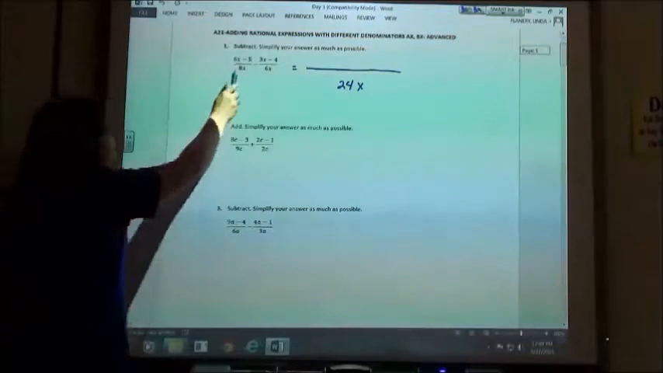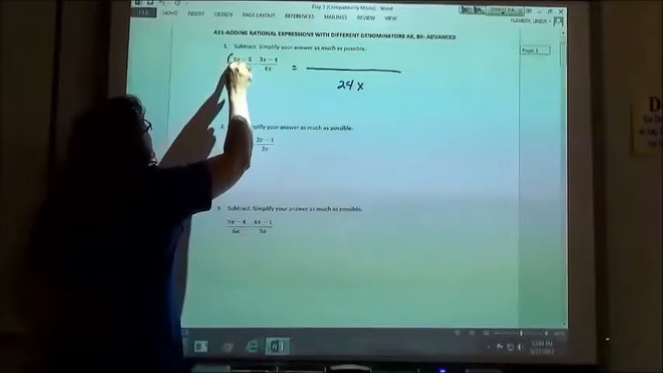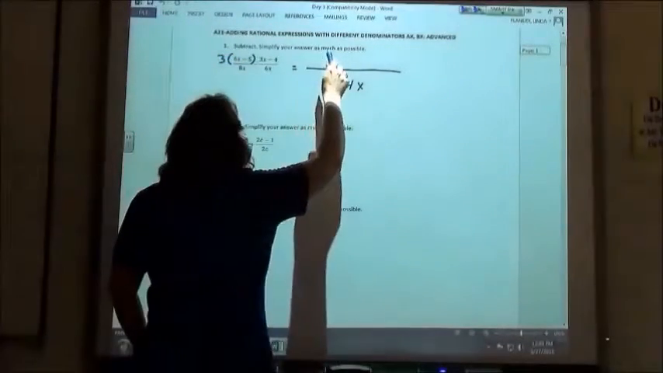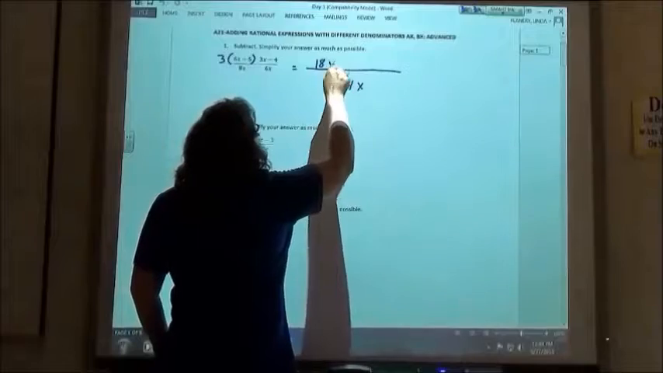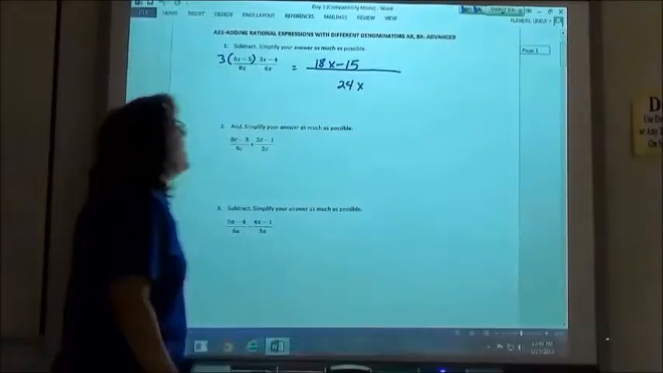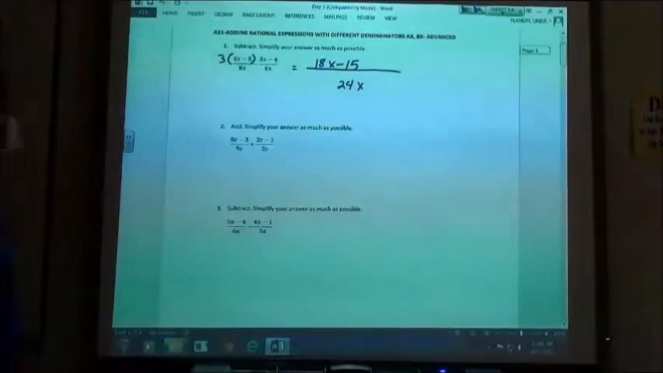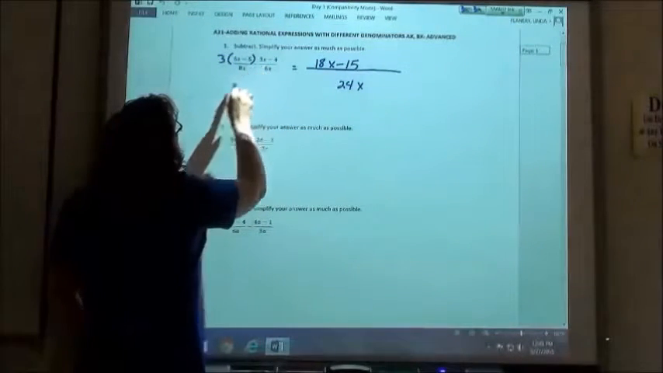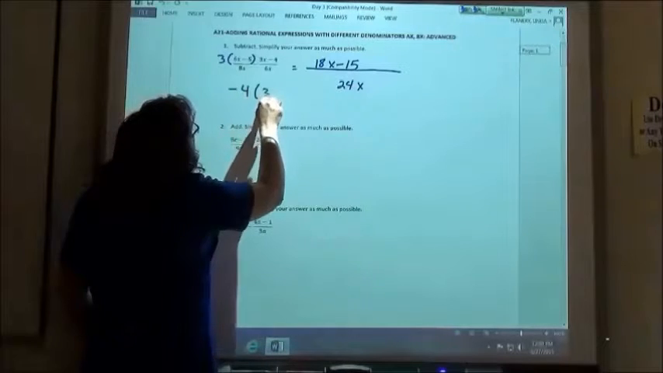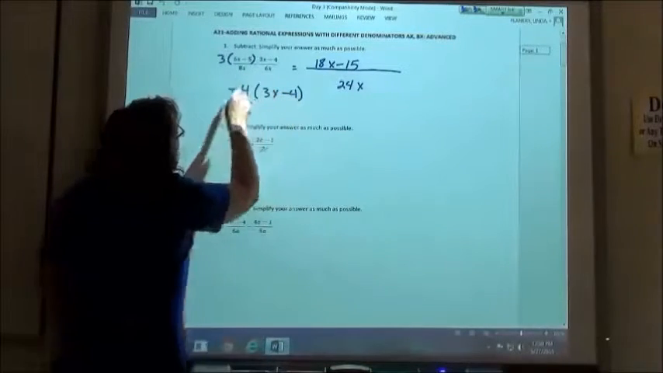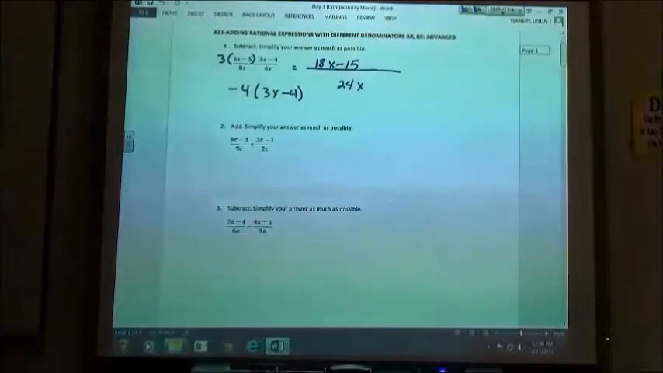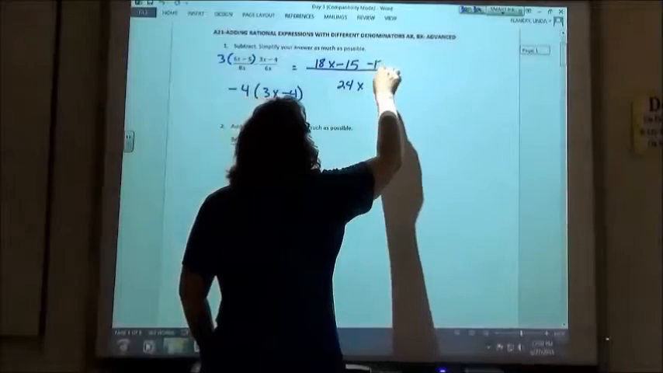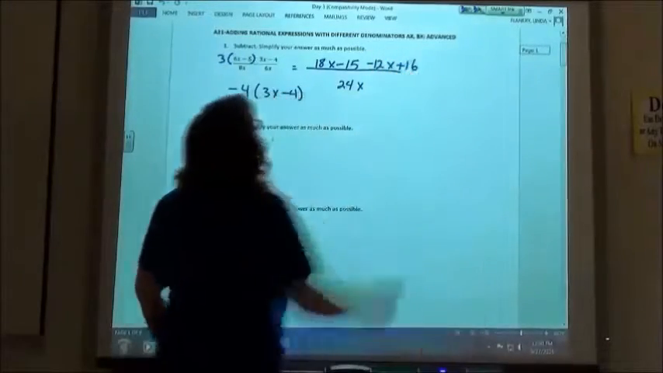So 8x would go into 24x 3 times. I would take 3 times the top of that expression. So I would have 18x minus 15. And then 6x goes into 24x 4 times. But be careful here. I have that minus sign in front. So think of it as minus 4 times 3x minus 4 because I've got to distribute that negative sign out as well as the 4. So I'm going to have negative 12x plus 16.